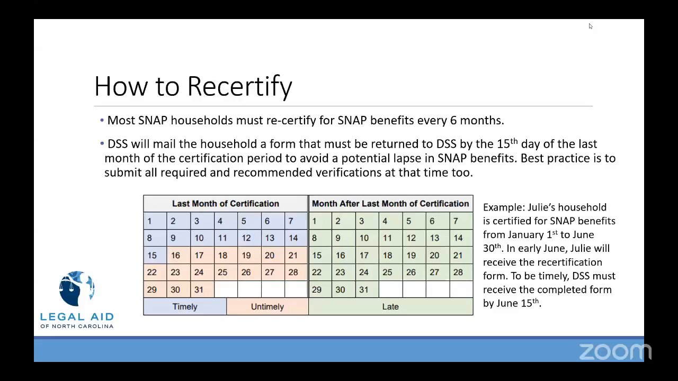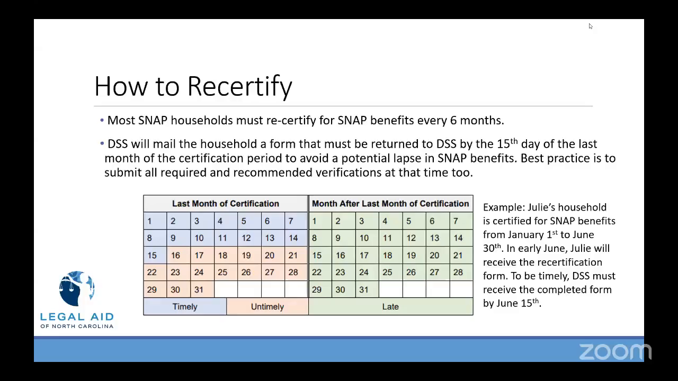Best practice is to submit all required and recommended verifications at the same time, again, by the 15th day of the last month of the certification period. So that can be a little confusing, so we're going to talk about this example here. We're going to talk about Julie's household. We're going to assume that they're certified for SNAP benefits from January 1st to June 30th. So they'll receive SNAP benefits for that 6-month period from January to June.